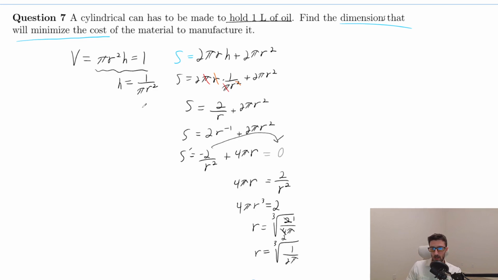Now we also had to figure out the other dimension, which is h. We know h is equal to this, so now we just want to plug in what we just got. That will be the cube root of 1 over 2 pi, and that's actually being squared this time.